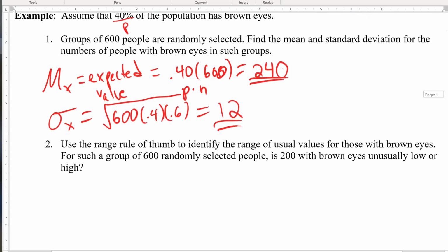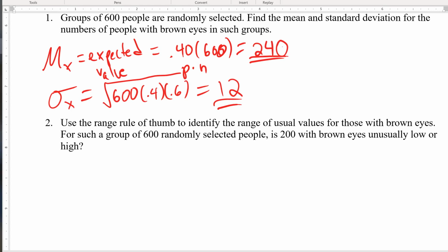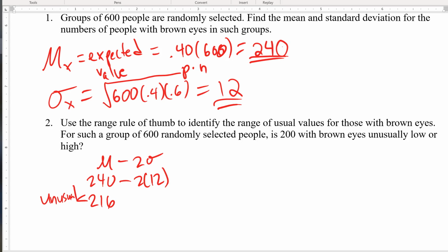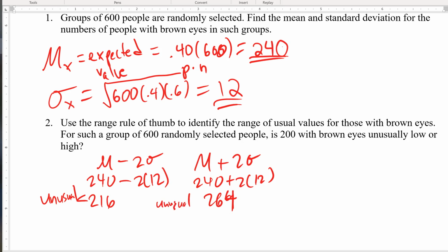Use the range rule of thumb to identify what would be unusual out of 600 people, right? Well, it would be the mean minus 2 standard deviations, so it would be 240 minus 2 times 12, 240 minus 24, or 216. So anything less than that would be unusual. Or the mean plus 2 standard deviations, 240 plus 24, so 264. Anything greater than that would be unusual.